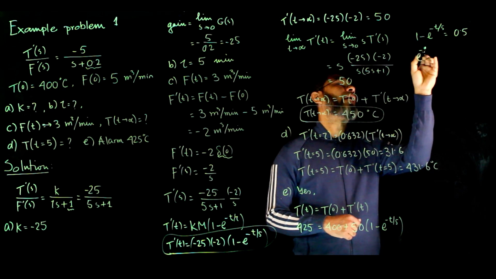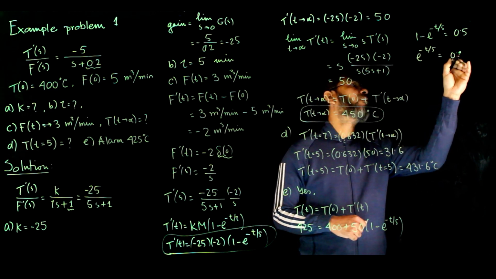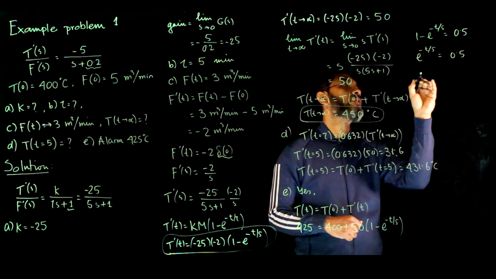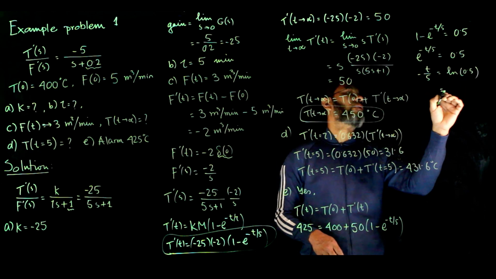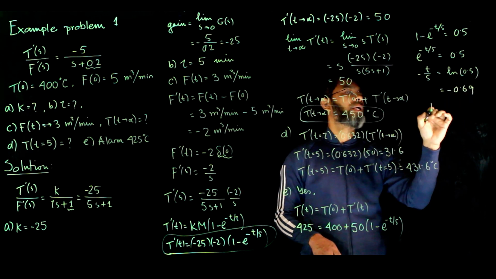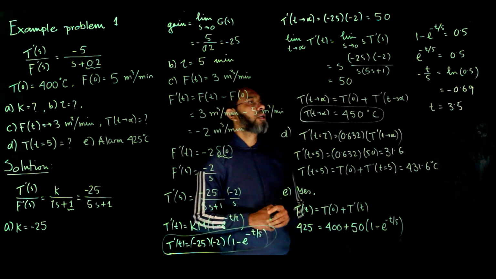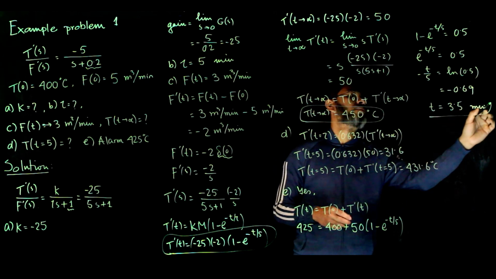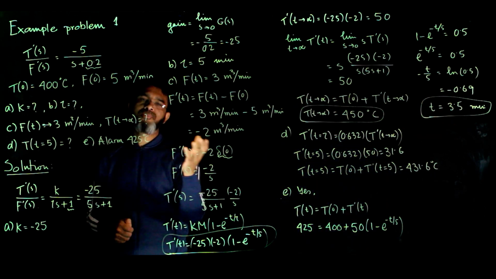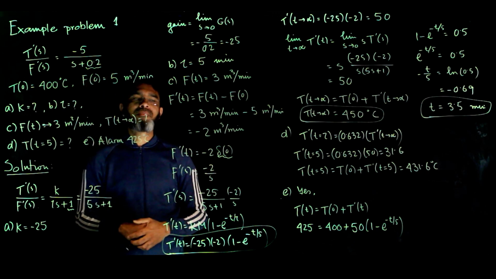Giving e to the power negative t over 5 to be 0.5, and upon solution you will get negative t over 5 to be ln 0.5, which is negative 0.69, giving t to be 3.5. So the alarm will sound after 3.5 minutes. Okay. It's important that you follow the step-by-step procedure and do all the steps, although the transfer function may be simple.